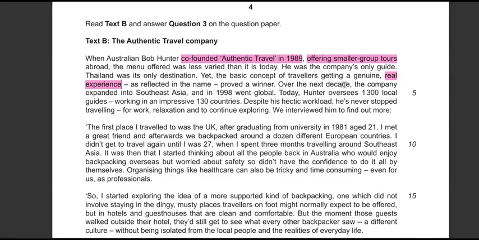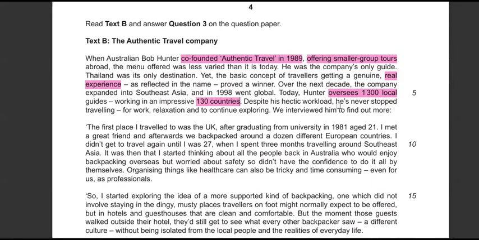Over the next decade, the company expanded into Southeast Asia, right? Today, Hunter oversees 1,300 local guides. This means that now the company has become a global company. Initially, it started as a local company, but now it is a global company working in 130 countries. So 130 countries is a fact.